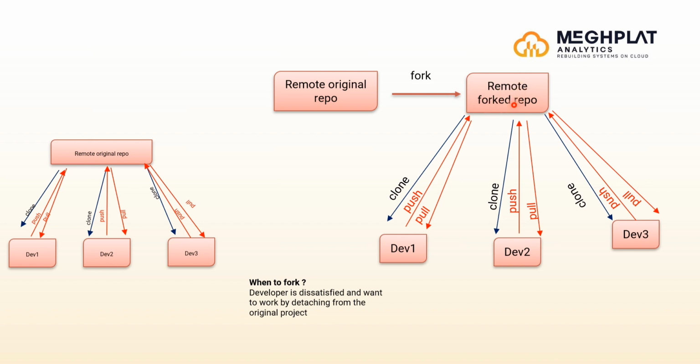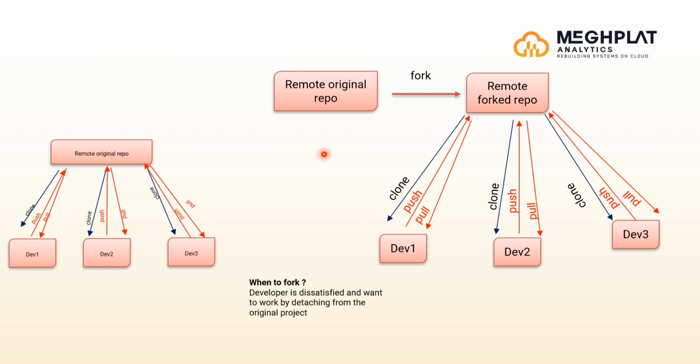That process is called forking, and doing changes or cloning or operations like push and pull on this remote forked repository is not going to affect the original repo anyway. So this is how the fork workflow is and how it works.